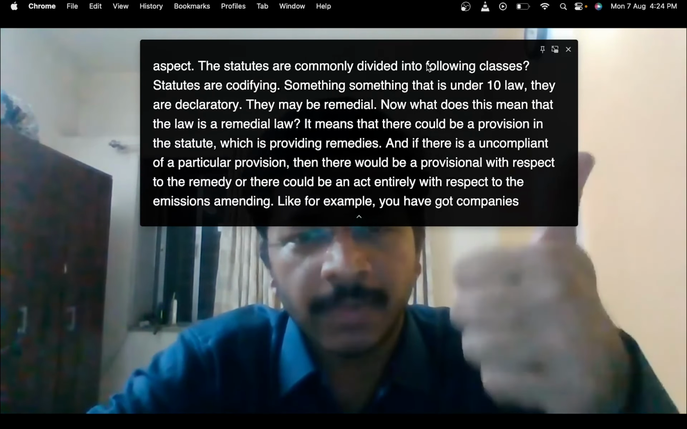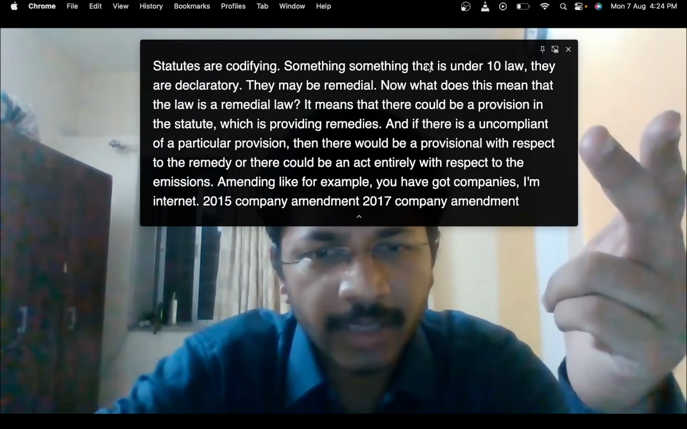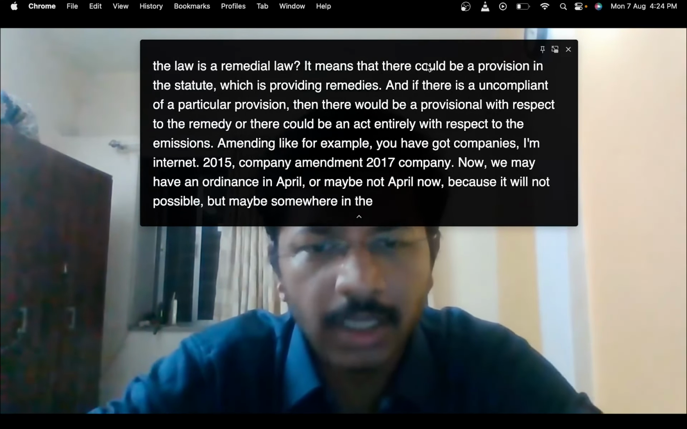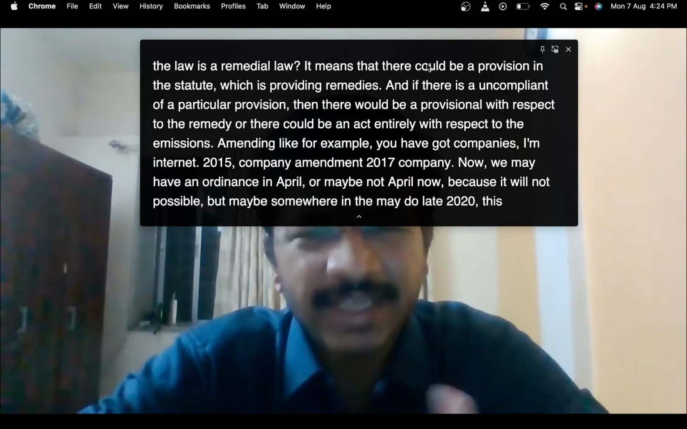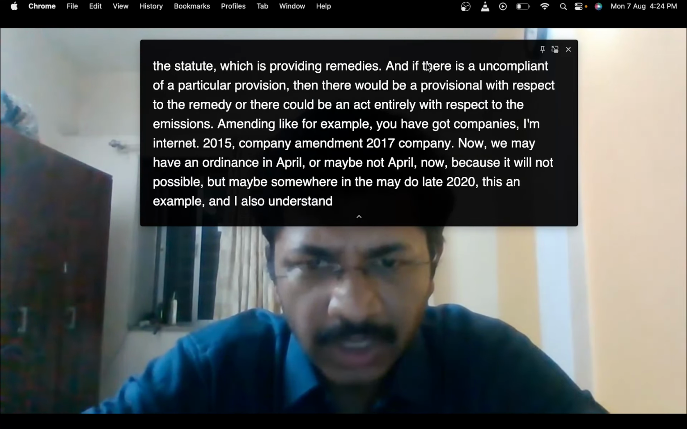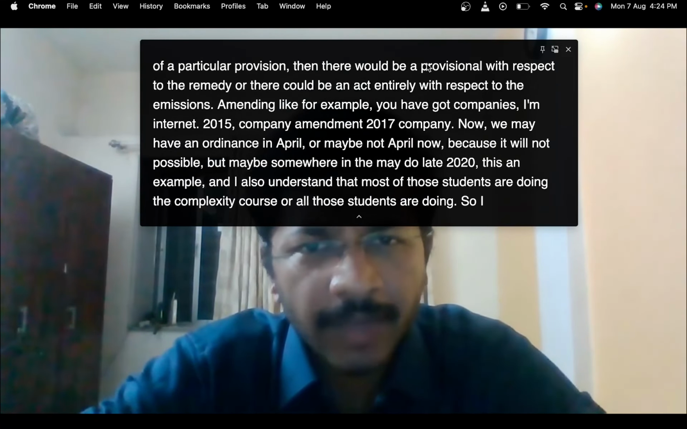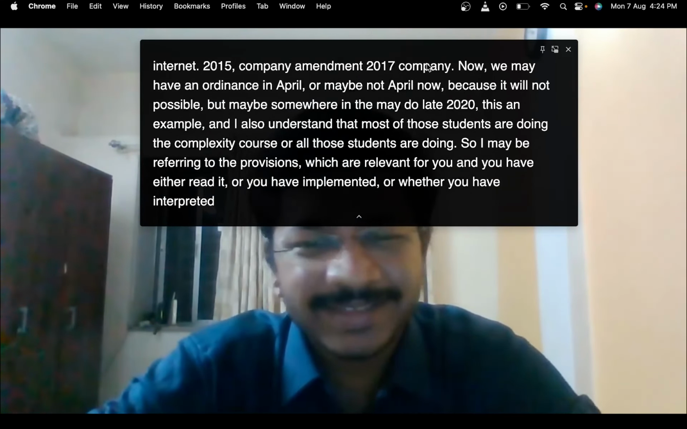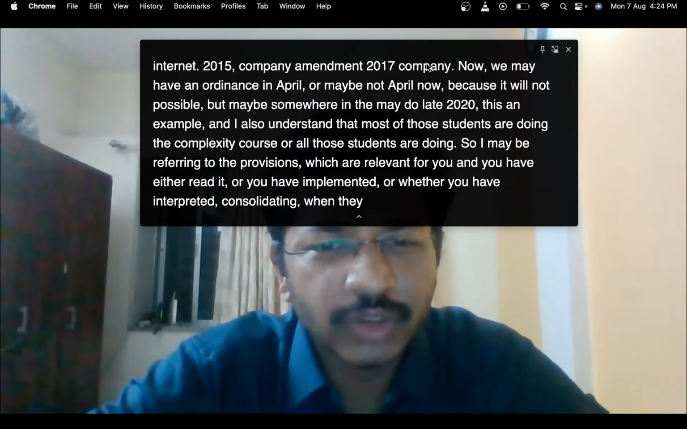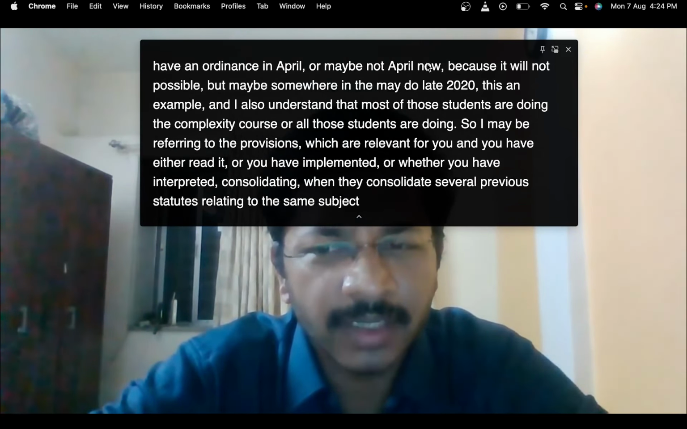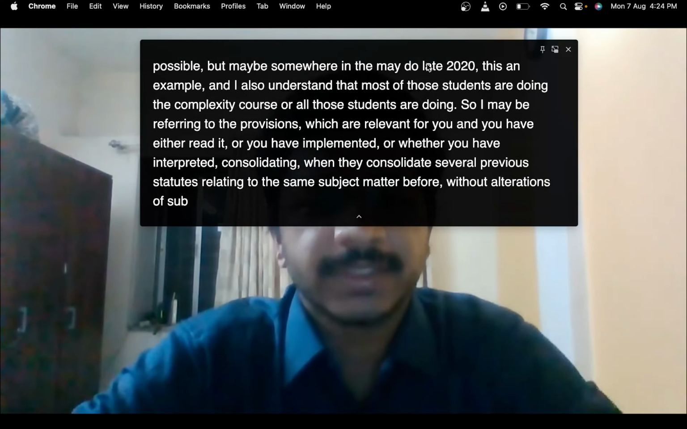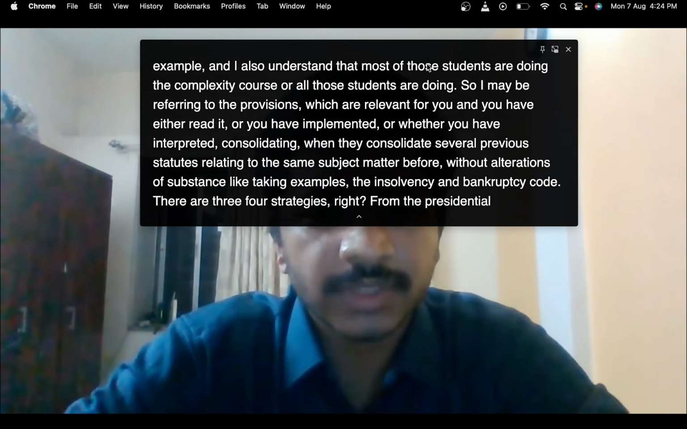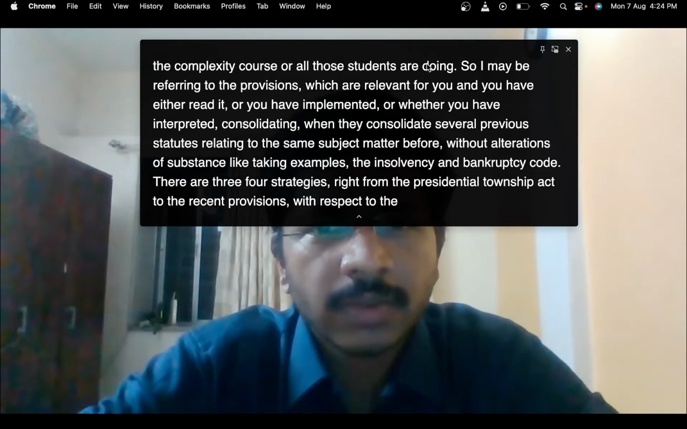Amending, for example, you have the Companies Amendment Act 2015, Companies Amendment Act 2017, Companies Amendment Act 2019. Now we may have an ordinance maybe somewhere in May, June, July 2020, just as an example. I also understand that most of the students are doing the company secretary course, so I may be referring to provisions relevant for you, which you have either read, implemented, or interpreted. Consolidating is when they consolidate several previous statutes relating to the same subject matter, with or without alterations of substance. Take the example of the Insolvency and Bankruptcy Code. There are 3-4 statutes, right from the Presidency Towns Act to the recent provisions with respect to insolvency.